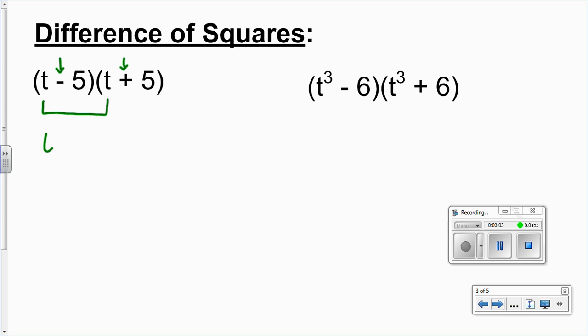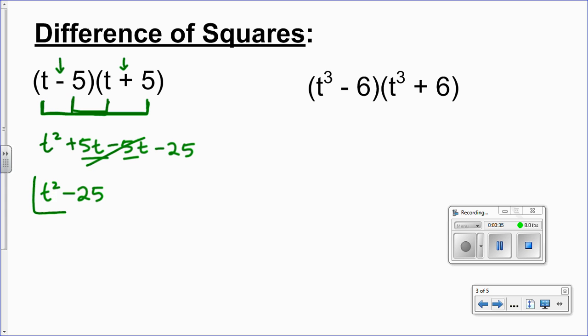So t times t is t squared. T times positive 5 is plus 5t. Negative 5 times t is negative 5t. And then negative 5 times 5 is negative 25. So you get t squared, 5t minus 5t. So what happens there is those cancel, and you don't get a middle term. You're just going to get t squared minus 25. So your outer and inner will cancel out if you have difference of squares. Let's look at the next one.